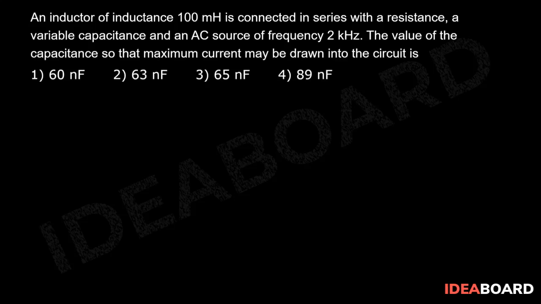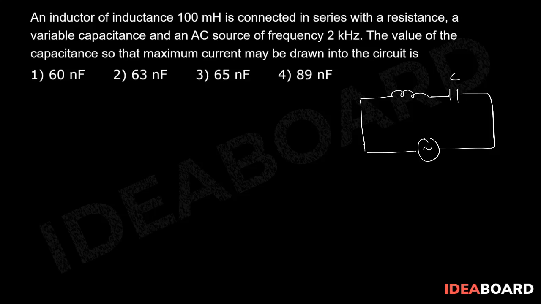Now in this question, the given situation is that there is an inductor like this. It is connected in series with a variable capacitance, say capacitance is C, and an AC source of frequency 2 kilohertz. So like that we are connecting. The value of the capacitance so that the maximum current may be drawn into the circuit is.